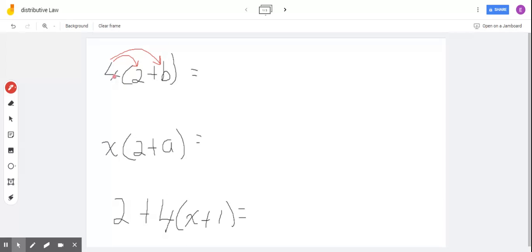So what we're saying here is 4 times 2, we get 8, and 4 times the letter B gives me 4B. Remember, when a letter is by itself, it means there's a 1 in front of it, and it is also raised to the 1 power. All right, for the second one, we have x times 2 and x times a. So x times 2 is 2x, and x times a is ax or xa, it doesn't really matter. Remember, the letters represent a number, we just don't know what the number is just yet.